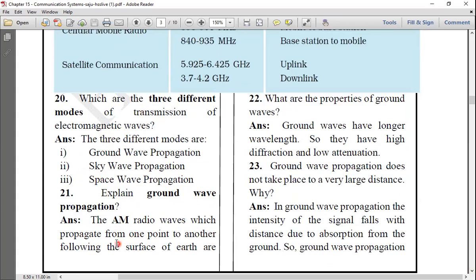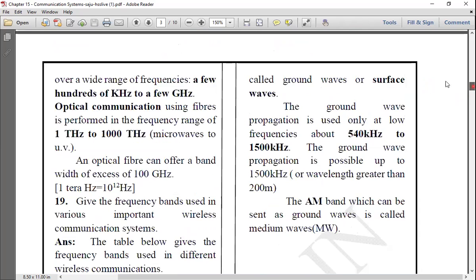The AM radio waves which propagate from one point to another following the surface of Earth are nothing but ground wave propagation only, called ground waves or surface waves. The ground wave propagation is used only at low frequencies. Here, 540 kilohertz to 1500 kilohertz is the frequency for ground waves. The AM band which can be sent as ground waves is called medium waves. And the wavelength of these ground waves is greater than 200 meters. Okay.